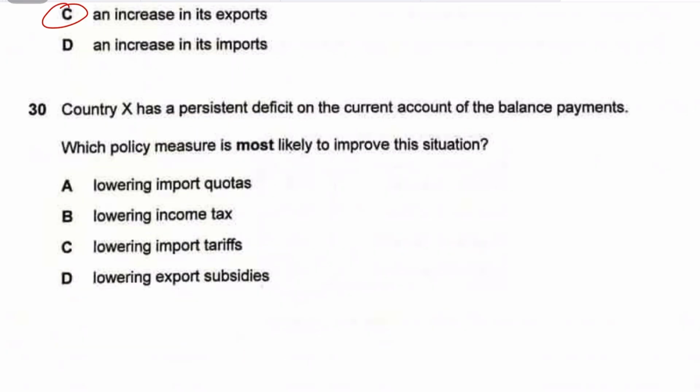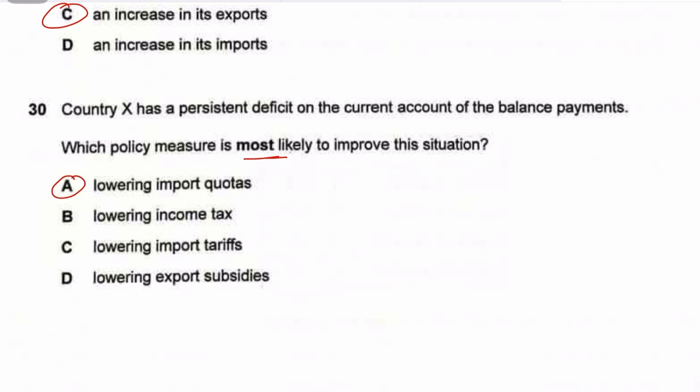30 says country X has a persistent deficit on the current account of its BOP. Which policy measure is most likely to improve this situation? The first is lowering import quotas. Lowering income tax would increase disposable incomes, and probably people will end up importing more, so it will worsen the deficit. Lowering import tariffs would make the situation worse, because when you lower the tariff, you're reducing the protection, and that would again worsen the deficit. Lowering export subsidies is not the answer as well.